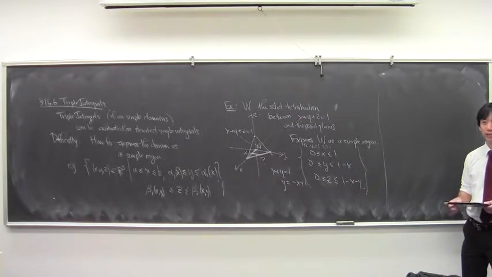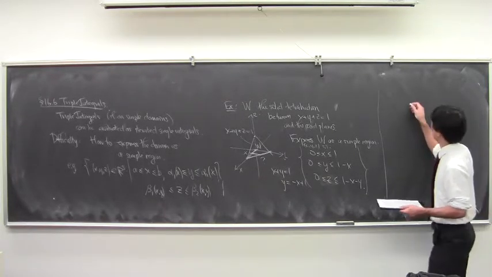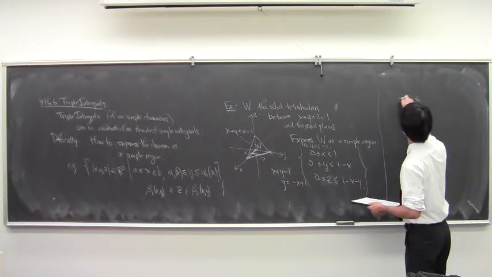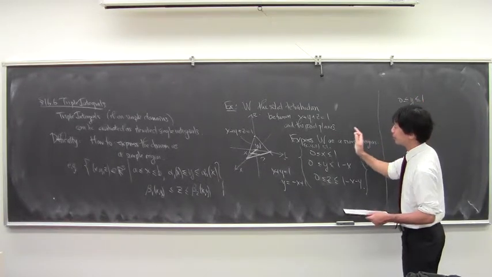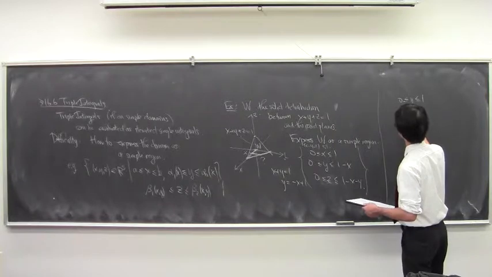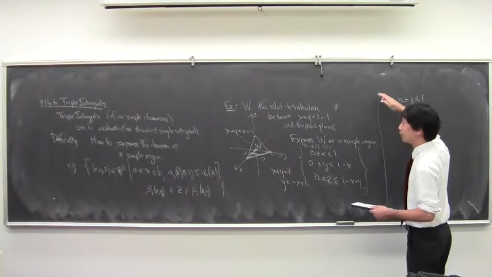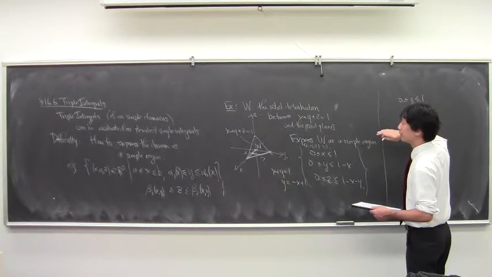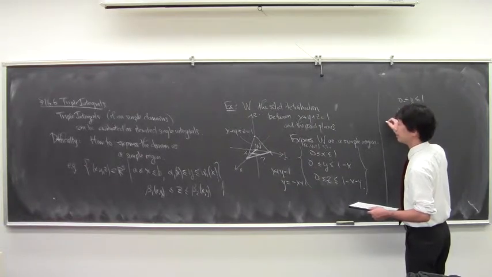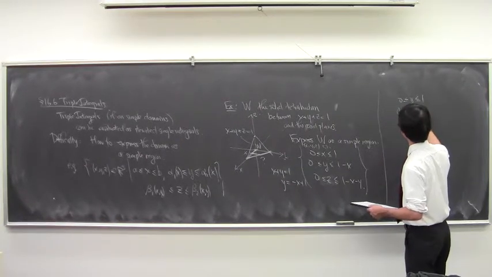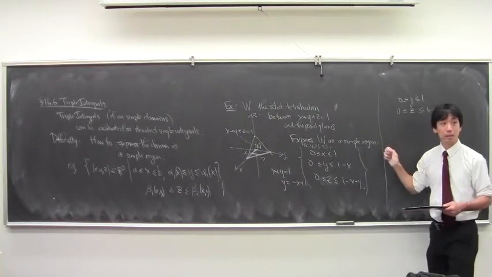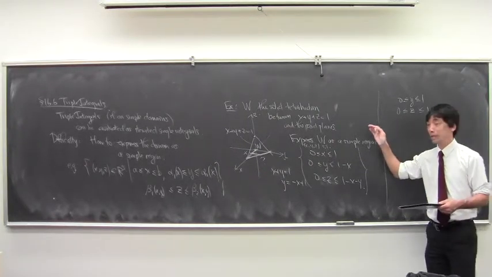Okay, would somebody like to say what they got? Laura, would you like to try? Could y go from 0 to 1? Sure. Yeah, y can also go from 0 to 1. Right? Y goes from 0 to 1, and if you know the y, then the z's range from what to what? 0 to 1 minus y. Do you see why it's 1 minus y?